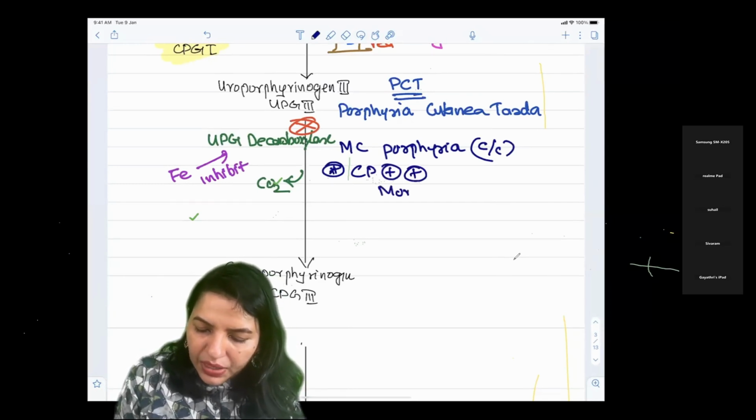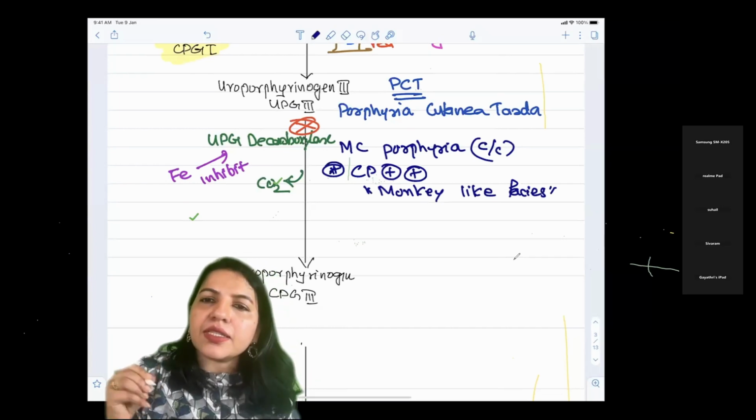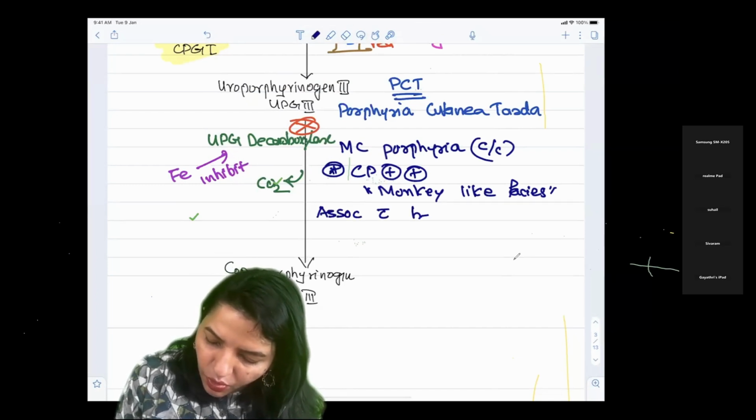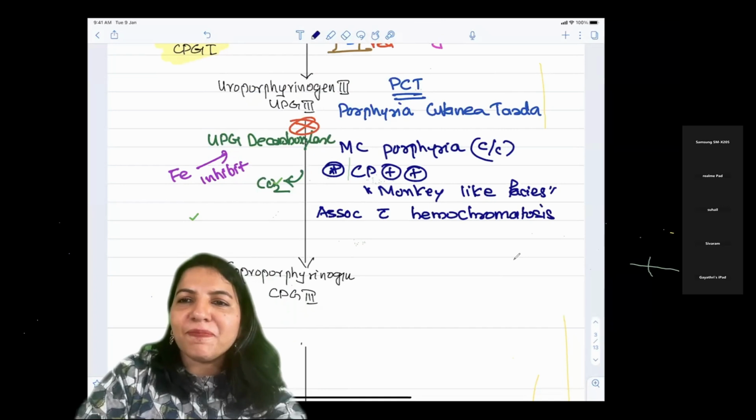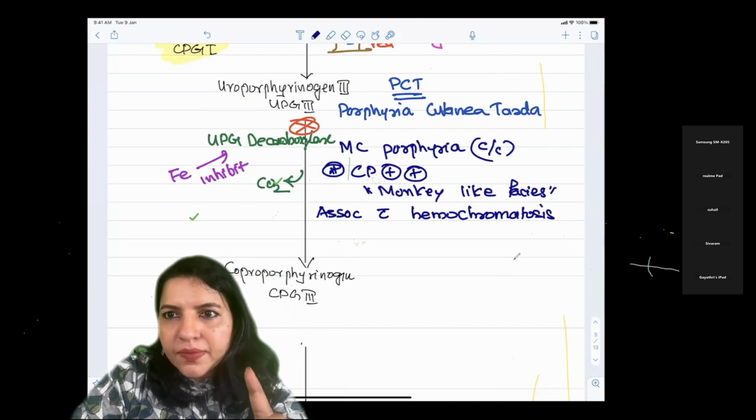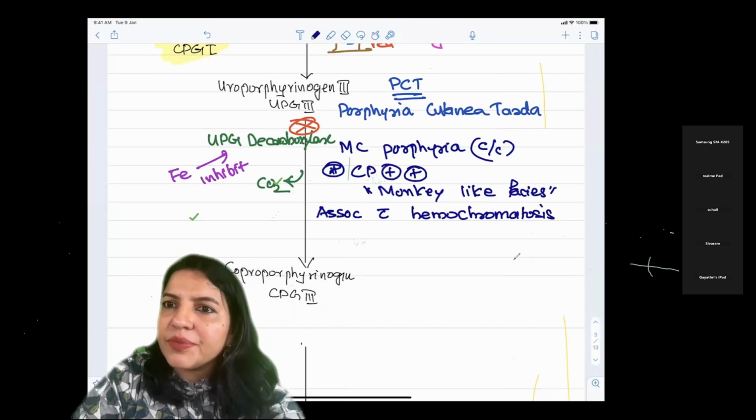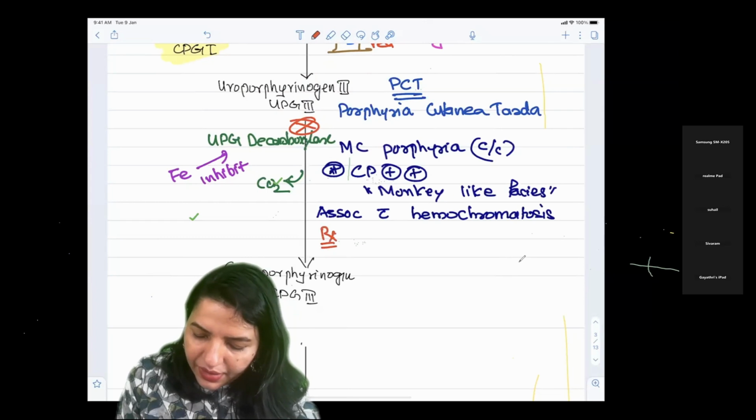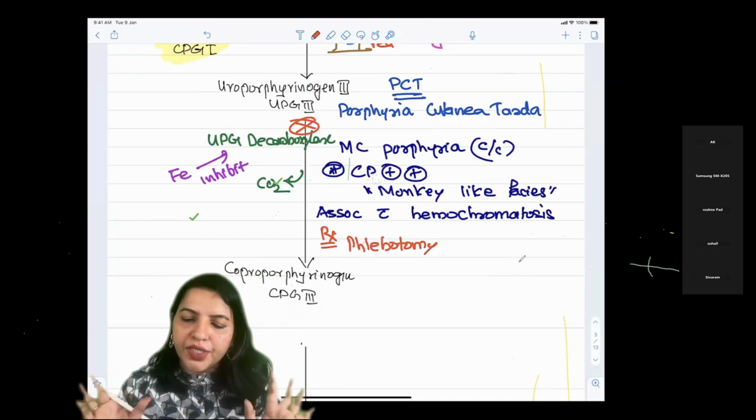So that is why they have monkey-like facies. And this is associated with hemochromatosis. Tell me why it is associated with hemochromatosis. Iron is inhibiting this enzyme. So that is why it is associated with hemochromatosis. One treatment for this is also related to what we have said. It is phlebotomy. So that is porphyria cutanea tarda, right?